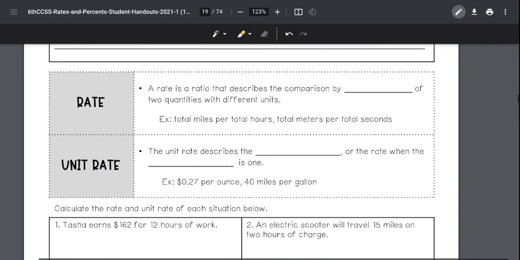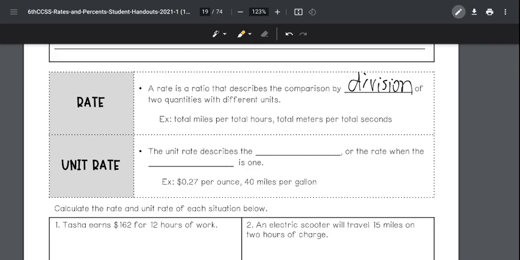All right, moving on to our vocab section. Rate. A rate is a ratio that describes the comparison by division of two quantities with different units. An example of this could be the total miles per the total amount of hours, the total meters per the total seconds. Then we have the word unit rate.